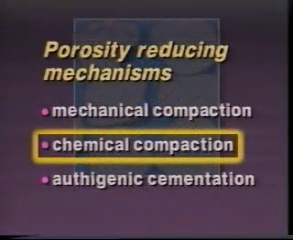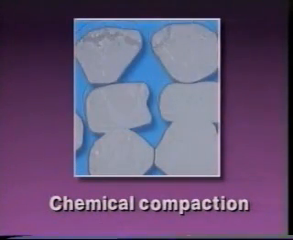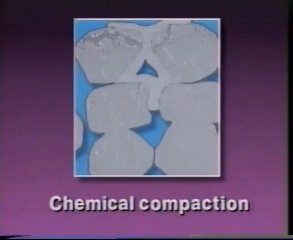Chemical compaction of grains begins when the depth of burial reaches a point where temperature and pressure dissolution reactions begin to occur at grain contacts. The dissolved material then reprecipitates, usually in an adjacent location. The entire process is also commonly referred to as pressure solution.